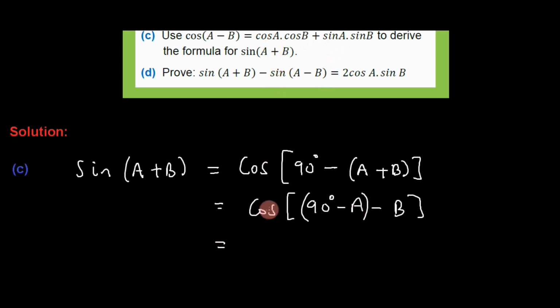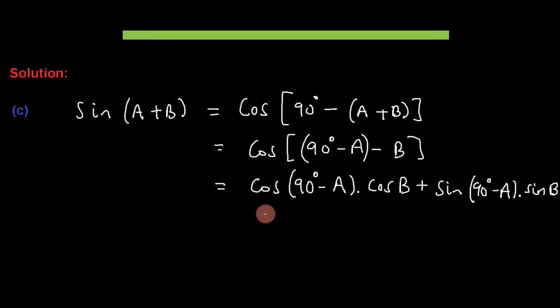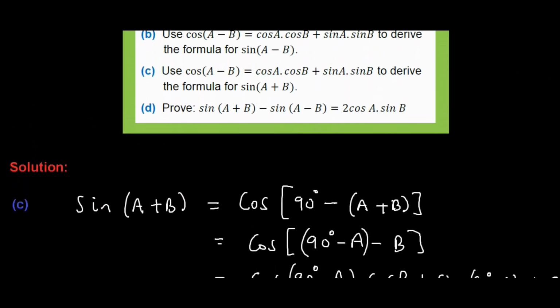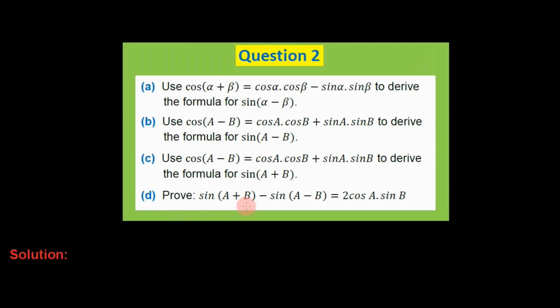So it's going to be the cos of 90 degrees minus A times the cos of B. Then plus the sine of A, but now it's the sine of 90 degrees minus A, times the sine of B. Then using co-ratios again, the cos of 90 degrees minus A is the sine of A, and the sine of 90 degrees minus A is the cos of A. And here's the derivation then for the sine expansion for A plus B by using the cos expansion for A minus B.